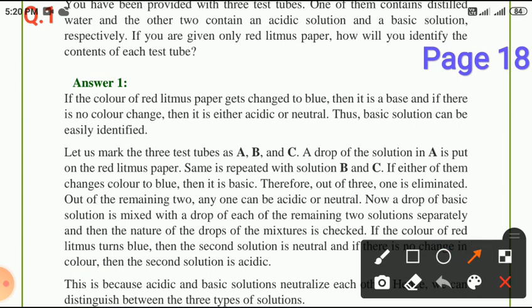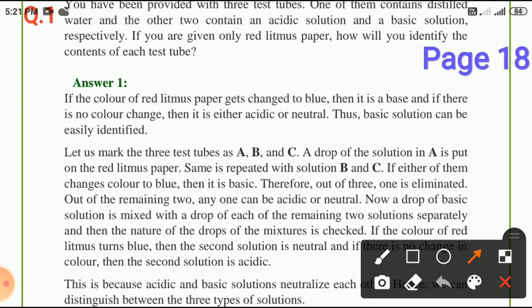So here, first of all, we should know that we have only red litmus paper and the bases can turn the red litmus paper into blue. So, whichever solution changes the red litmus paper blue, that solution will be base. Then of the remaining 2 solutions, one of them is acidic and one of them is neutral.